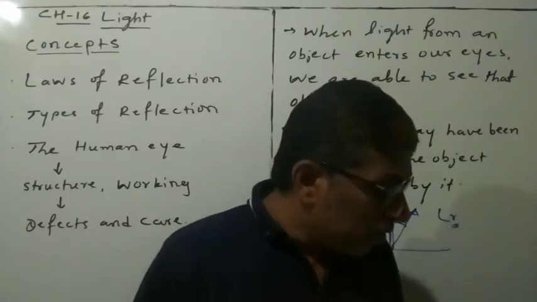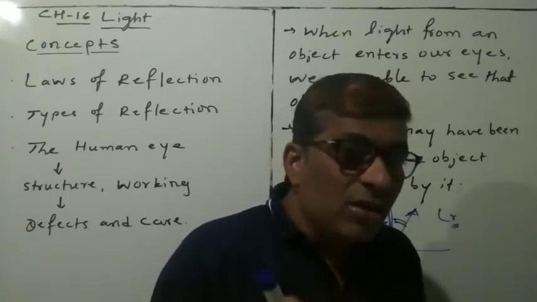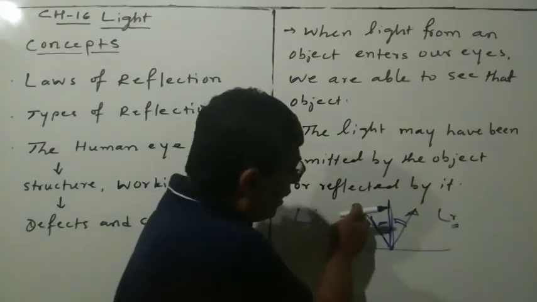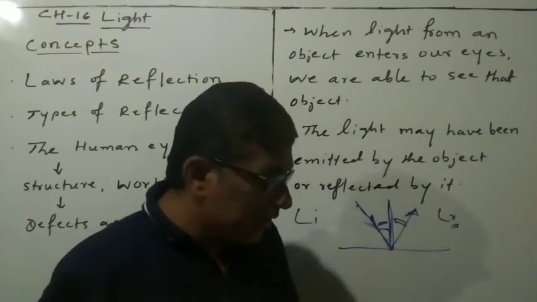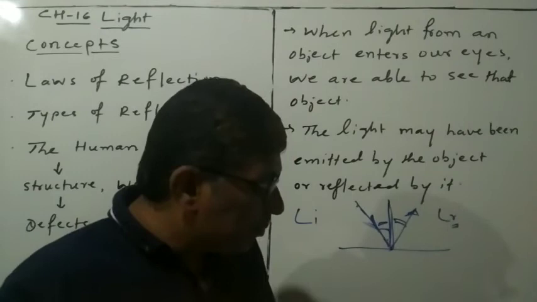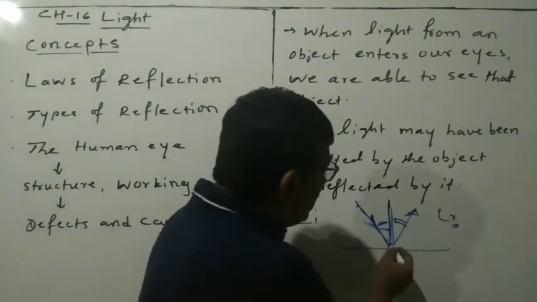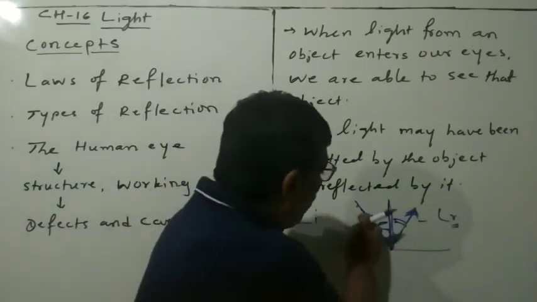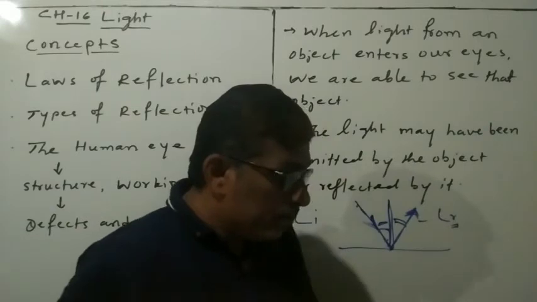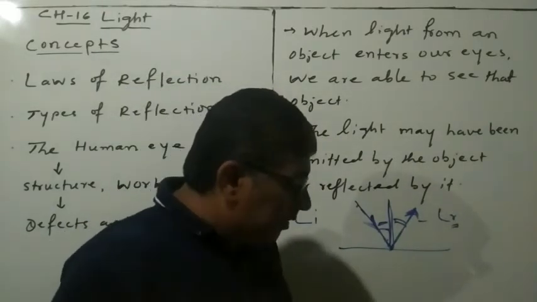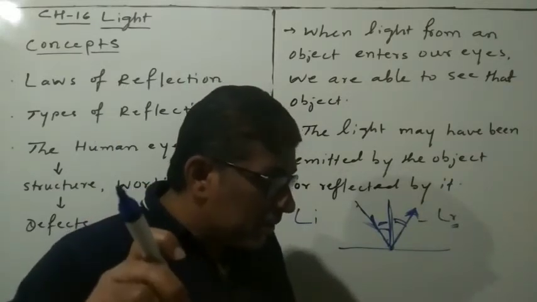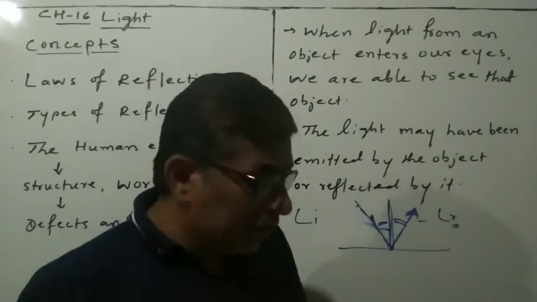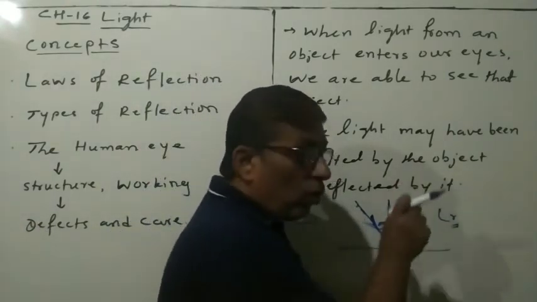So what have we discussed so far? This is about the laws of reflection, and these are the terms you have to remember. The incident ray is the ray of light which strikes the surface. The reflected ray is the ray of light which comes back after reflection from the surface. The point at which the incident ray strikes the surface is the point of incidence. The normal is the perpendicular, meaning 90 degrees, drawn to the reflecting surface at the point of incidence.